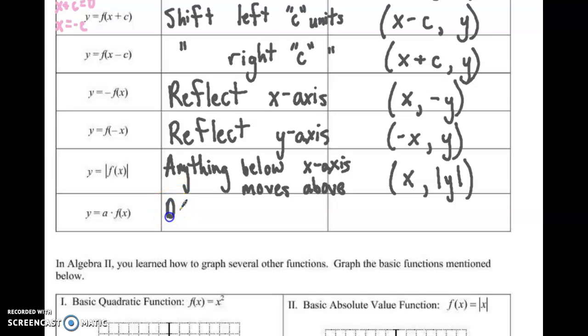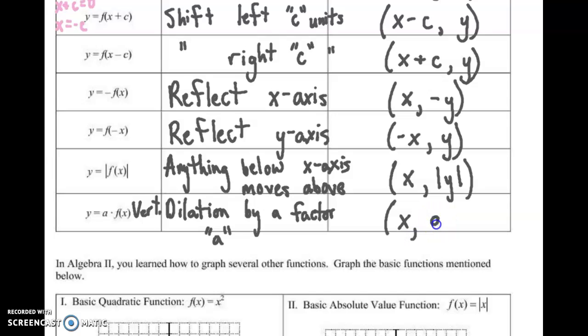And this last one is a dilation. And some math teachers are more specific. They would say a vertical dilation or stretch or compression, depending on what A is, by a factor of A. Stretch of A units. A compression or a shrink of A units. So again, the x coordinate stays the same, and you multiply the y coordinate by A on that.